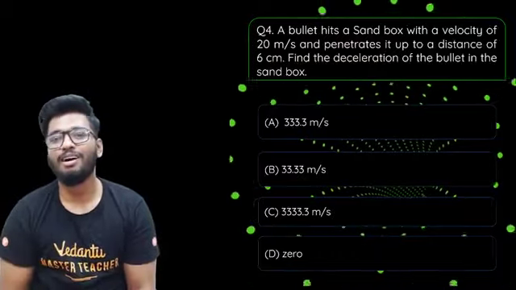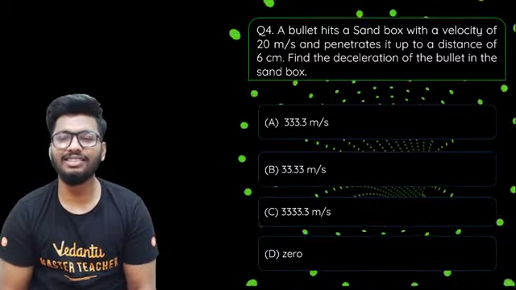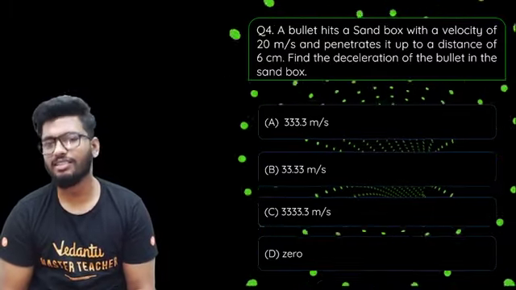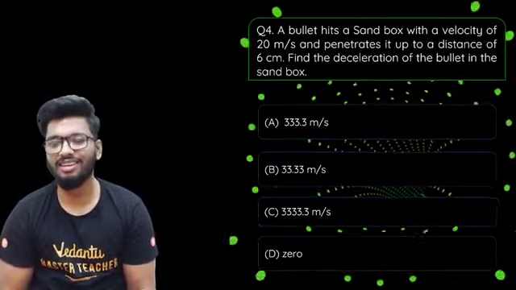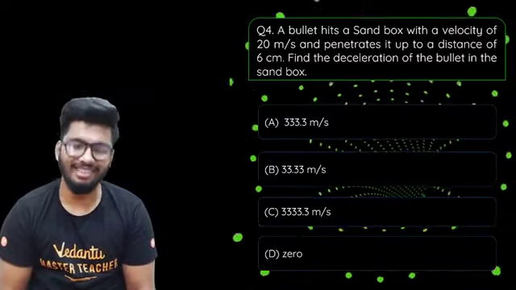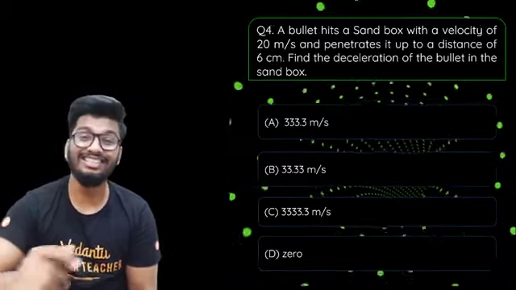Here's the question. A bullet hits a sandbox with a velocity of 20 meter per second and penetrates it up to a distance of 6 centimeter. Find the deceleration of the bullet in the sandbox. Your options are 333.3 meter per second, 33.33 meter per second, 3333.3 meter per second, or 0.